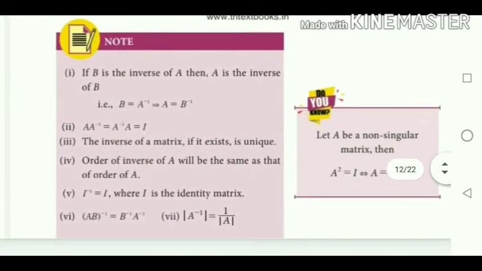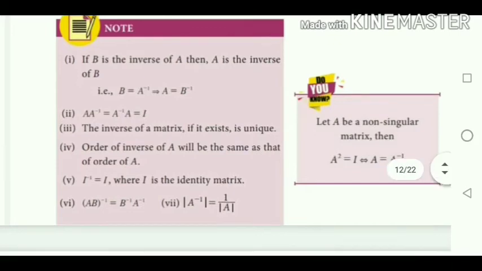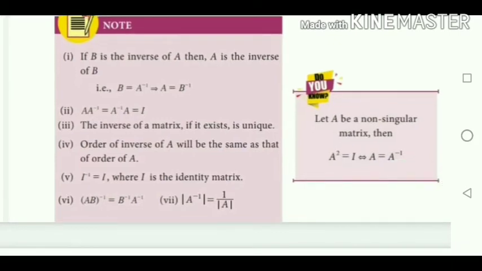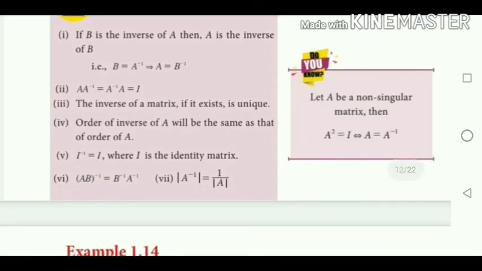Note, if B is the inverse of A, then A is the inverse of B. For example, the inverse of 2 is 1 by 2, and the inverse of 1 by 2 is 2. The same thing is given here: B is the inverse of A means A is the inverse of B. Then A into A inverse becomes identity. That is, 2 into 1 by 2 equals 1. Likewise here, A into A inverse equals the identity matrix, that is 1 0 0 1. If it is a 3 into 3 matrix, it means 1 0 0 0 1 0 0 0 1. Like that it comes.